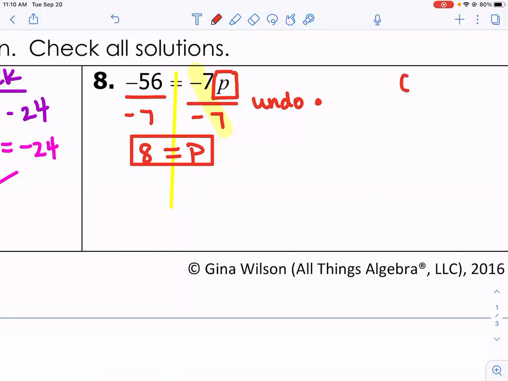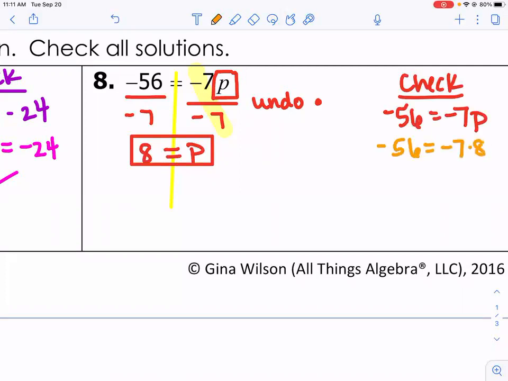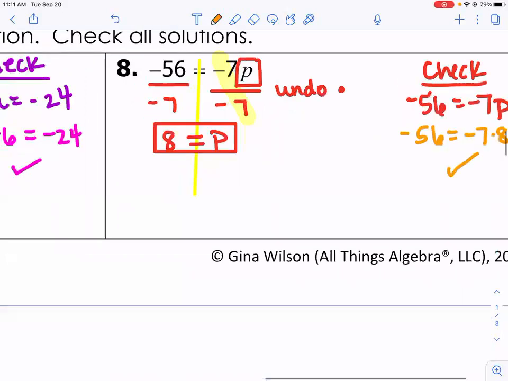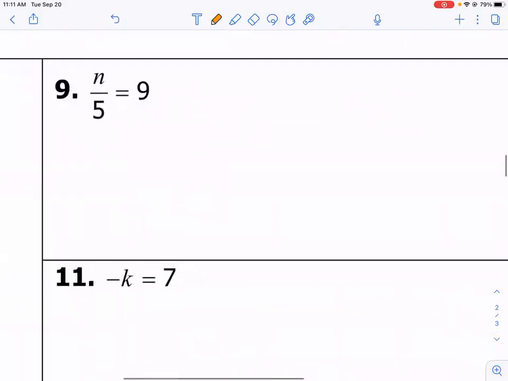All right, so let's check our answer. Our original problem was -56 equals -7p. Well, we got 8 for p. So when we plug it in, is -56 equal to -7 times 8? Awesome, we got it. Okay, cool. Let's go ahead and shift our eyes to the next page. We're gonna look at number 9.